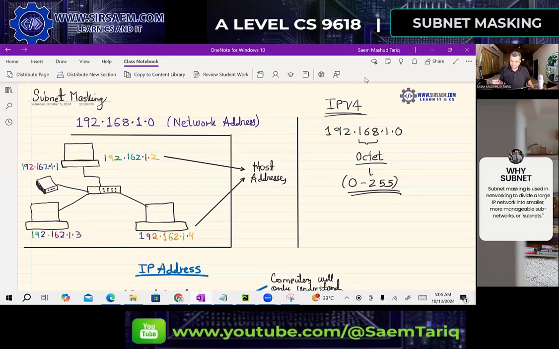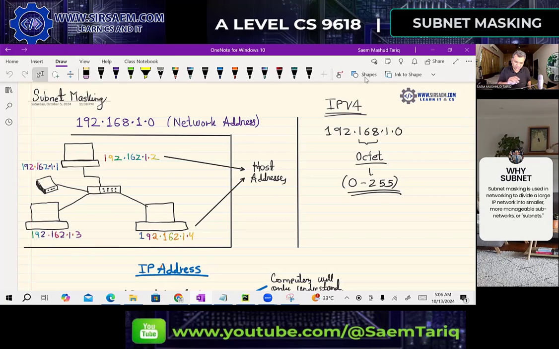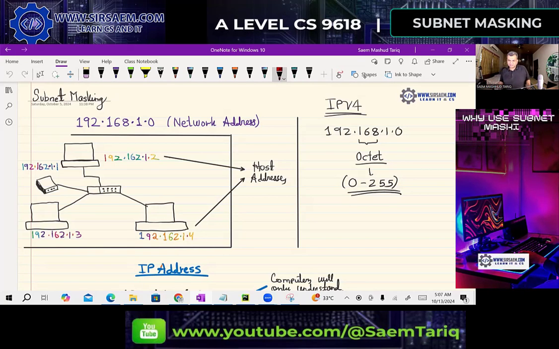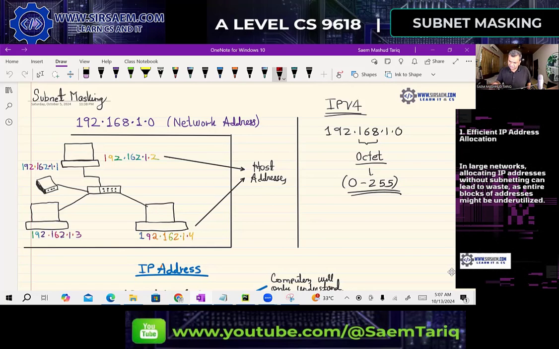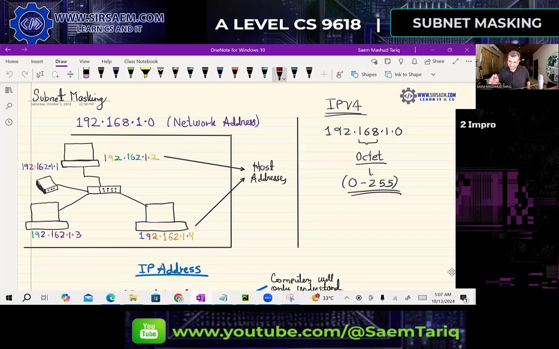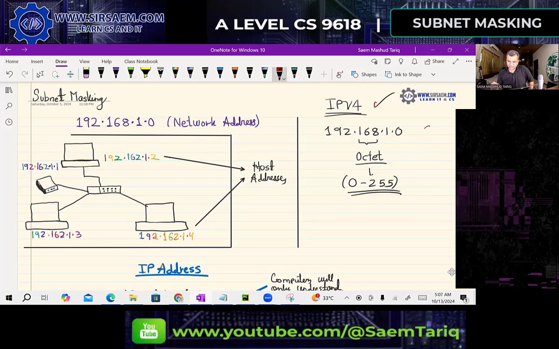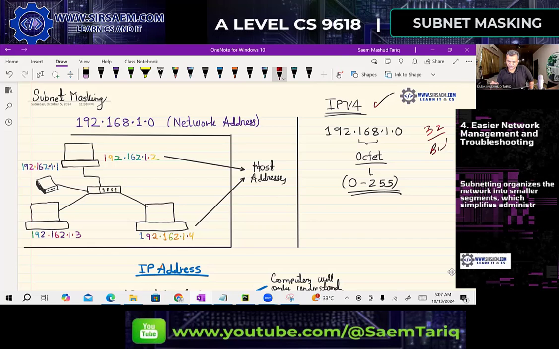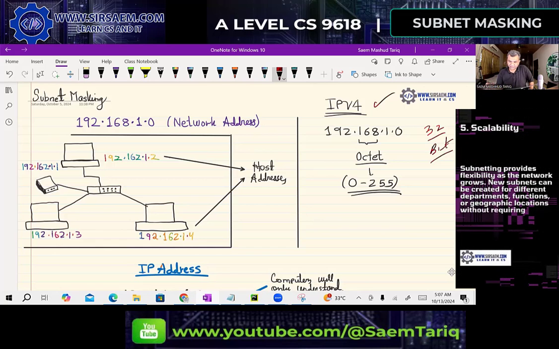Today we'll be discussing a very important topic, which is subnet masking. Let's have a look at it. First of all, we have to know why we actually use subnet masking. What is the importance of subnet masking? Remember one thing: the subnet masking that we're discussing here will be relevant for our IPv4. It's used for your 32-bit IPv4 address, and we'll see how it can actually help in a network.